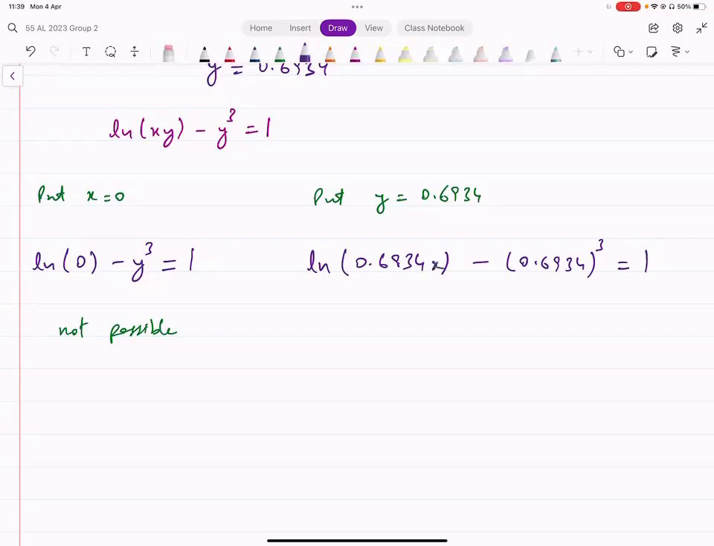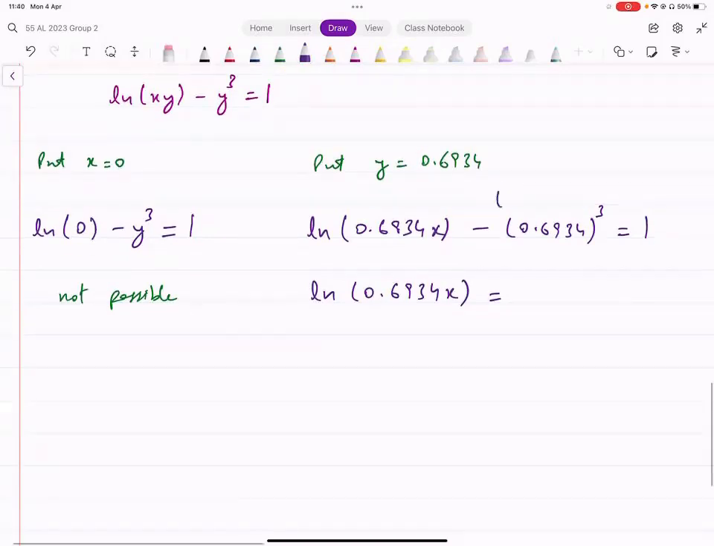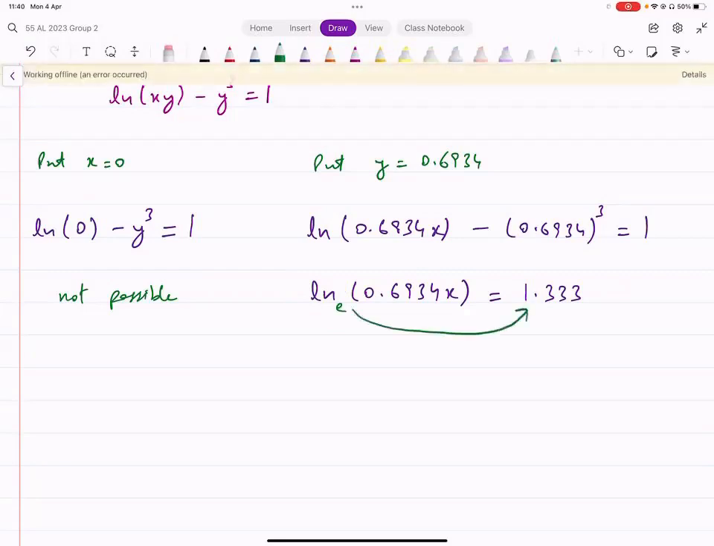What do we get? We have ln of 0.6934 x. What do we get on the other side? जब ये चीज राइट पे जाएगी तो क्या हो जाएगा? 1 plus 1 over 3, which is 1.333. That's what we get. And now we've got log here. Log को खत्म करना है तो क्या करेंगे? The base is e. Base goes to the other side and becomes the base of 1.333.